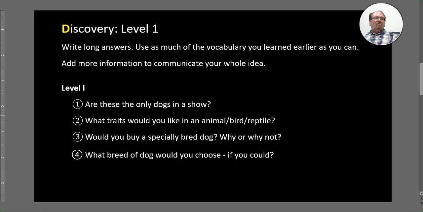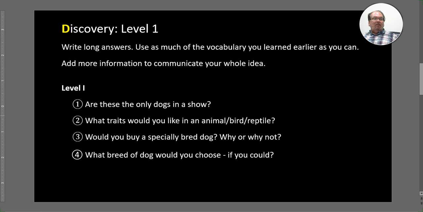So you would say, are these the only dogs in the show? Probably not. Give 3 ideas about your answer. Why do you say no? What's your support? What do you think? What is your support? 3 ideas to support your answer.